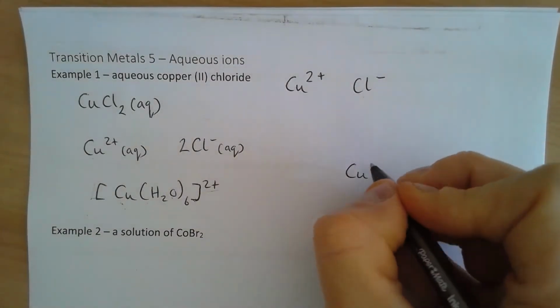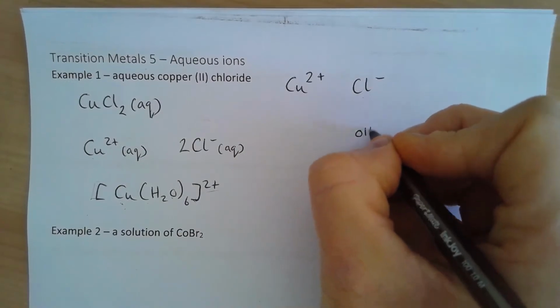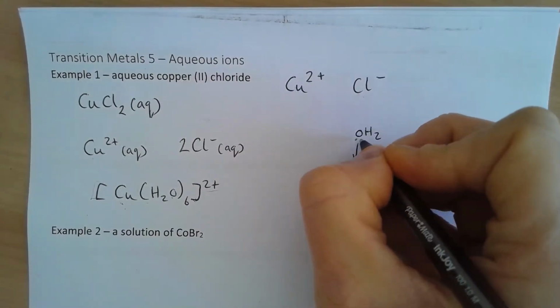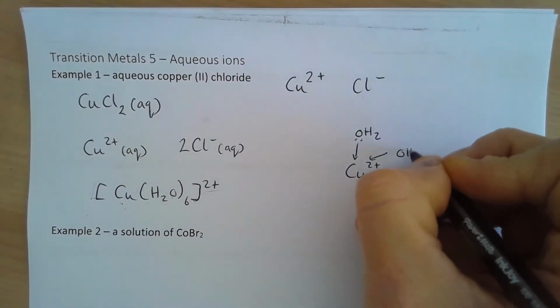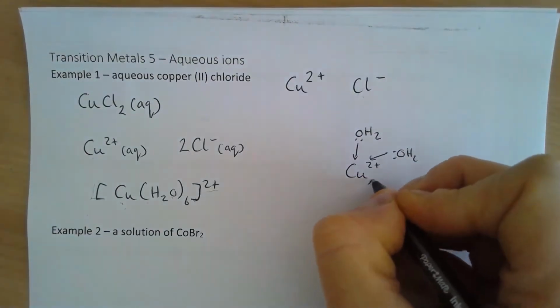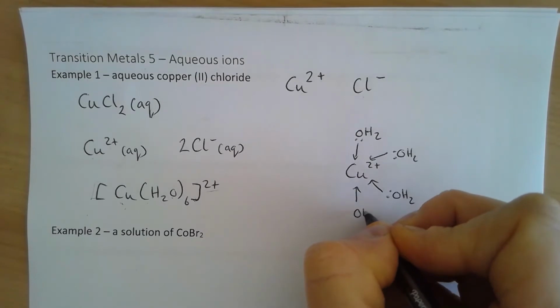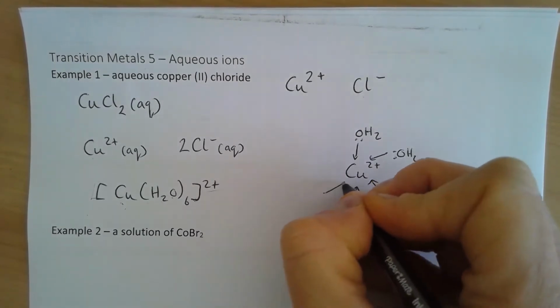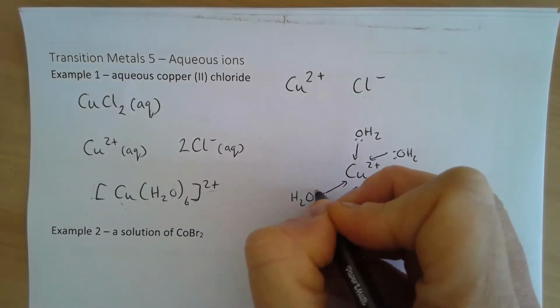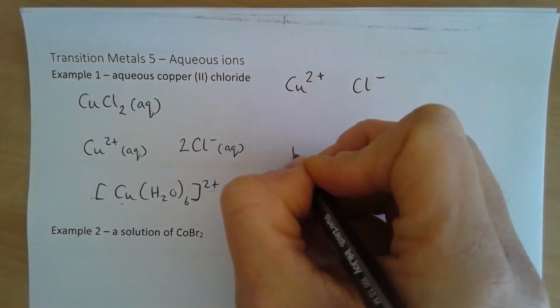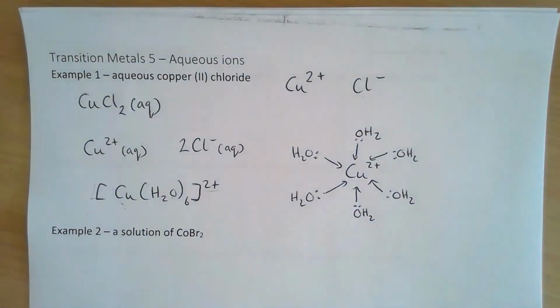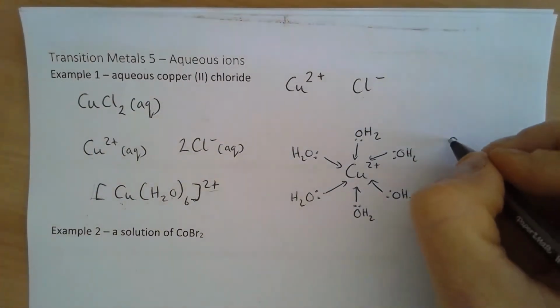I could draw this out like this. So we've got an octahedral geometry because we've got 6 water ligands. So I haven't drawn this in 3 dimensions, but as I said previously, it's not too much of an issue as long as I put a bond angle.